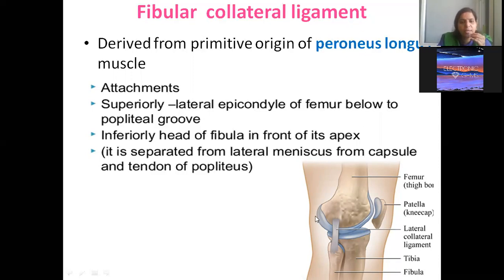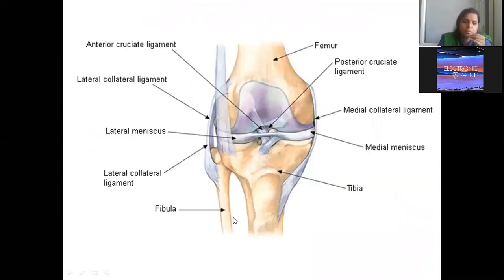Then attachments: superiorly, it is attached to the lateral epicondyle of the femur below the popliteal groove. Inferiorly, the head of the fibula in front of its apex. Now see here, we are finding all the ligaments. This is the medial side of the knee joint. This is the lateral side. That means this is the right knee joint that we are seeing on the screen.